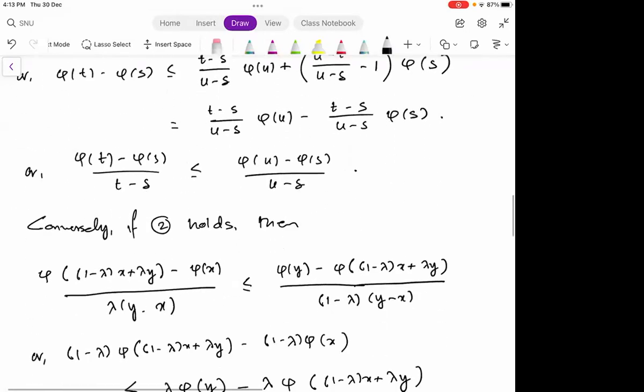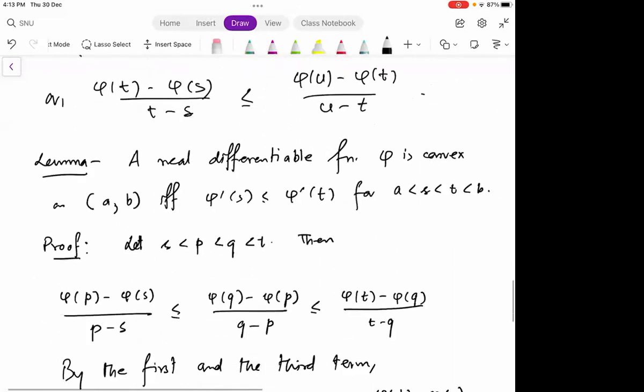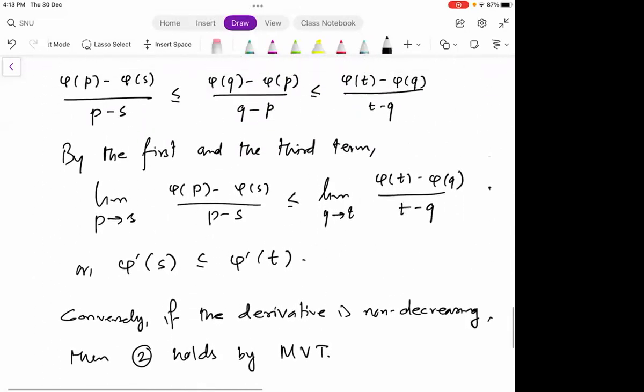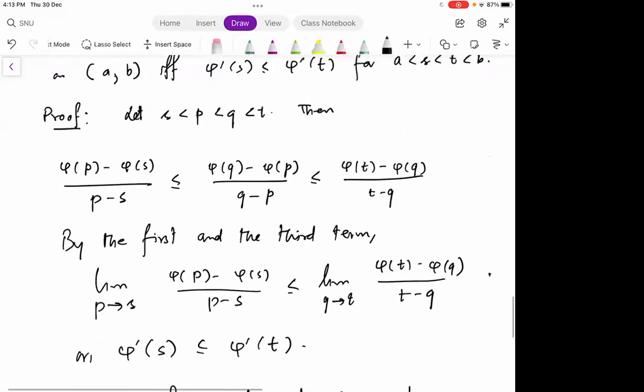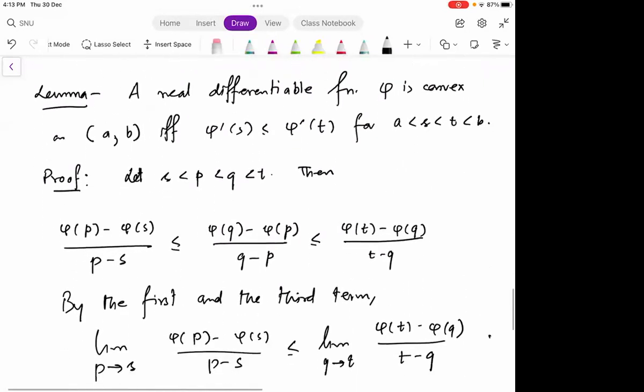Okay. The straightforward application of the mean value theorem. So consequently, this completes the proof of the lemma. So consequently, we know that a real differentiable function is convex if and only if the derivative is increasing.